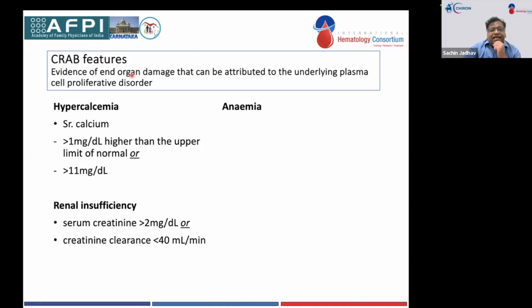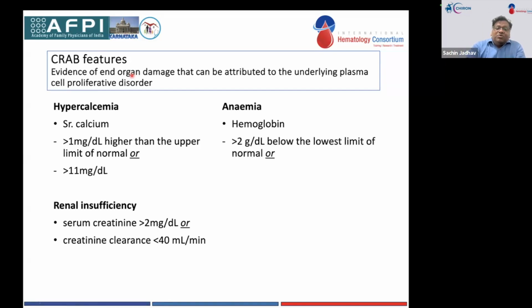The next, A, is anemia, which means hemoglobin is low because the bone marrow is packed by bad cancer cells. Remember, if the factory is packed by bad cells, good cells cannot work. Hemoglobin cannot be made. So the hemoglobin will drop more than 2 gram below the lower limit of normal, or it will drop below 10.